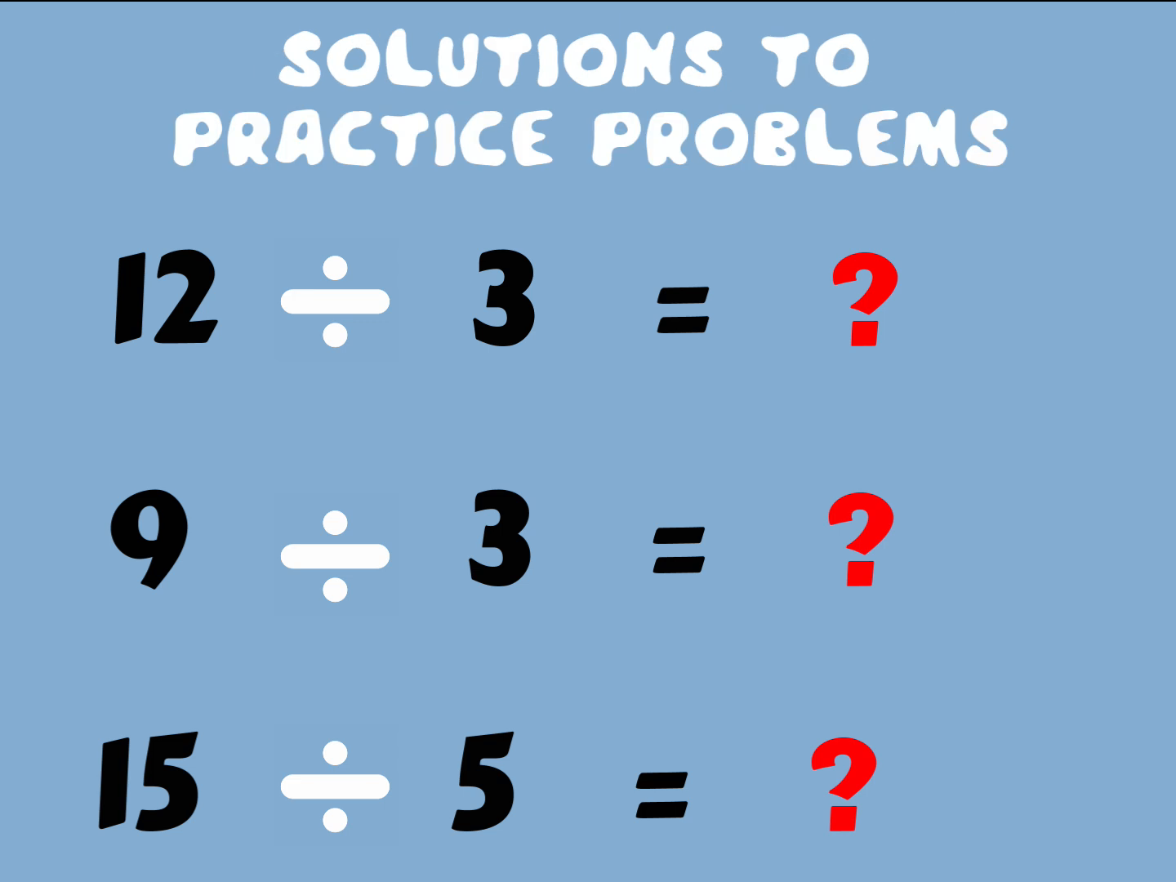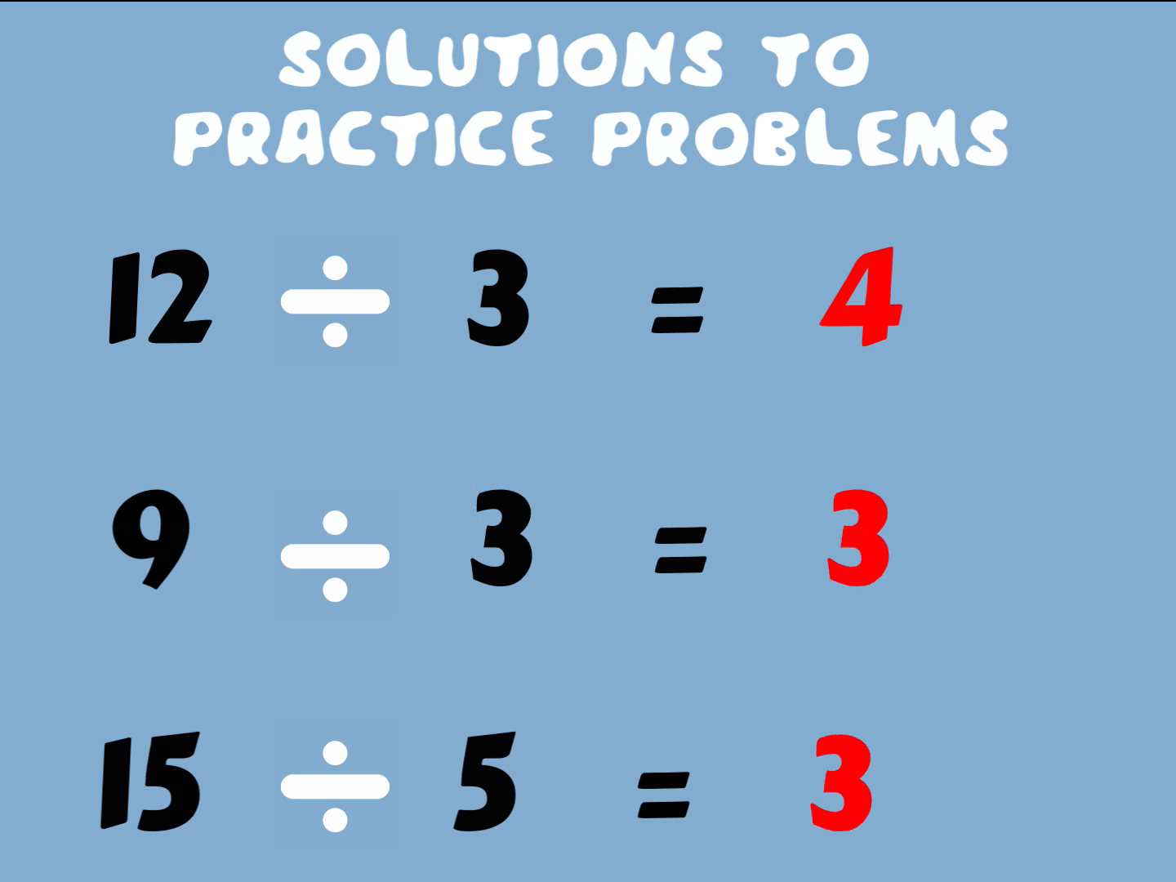Let's check the solutions. 12 divided by 3 is 4, 9 divided by 3 is 3, and 15 divided by 5 is also 3. Great job if you got these right. If not, don't worry, just practice a bit more.